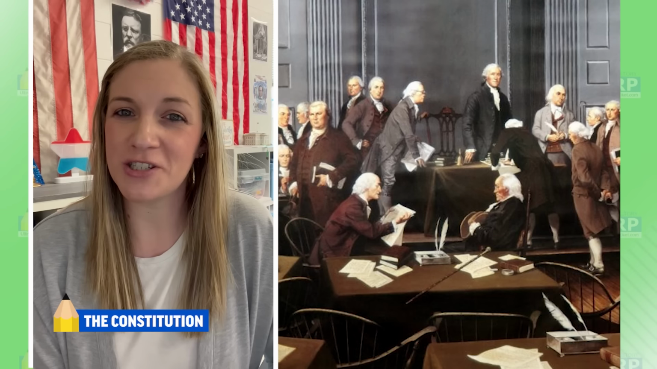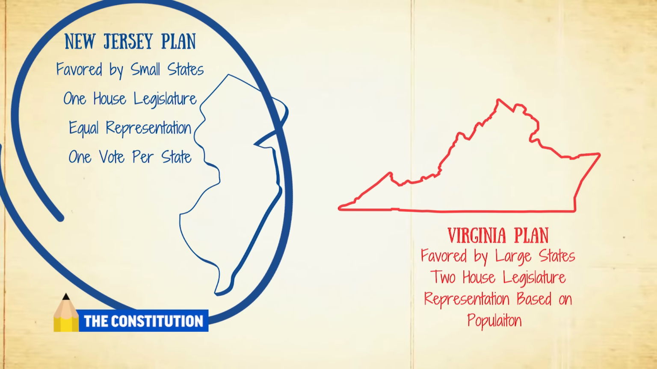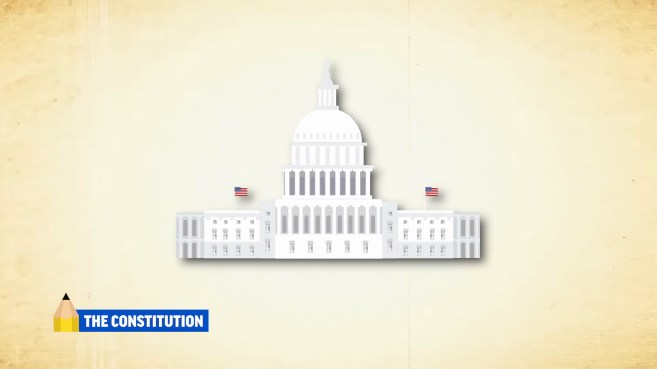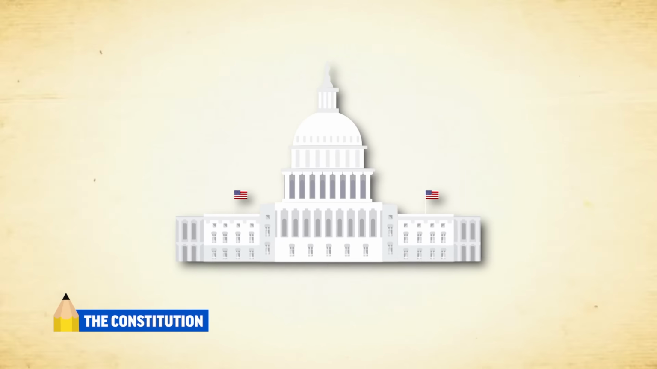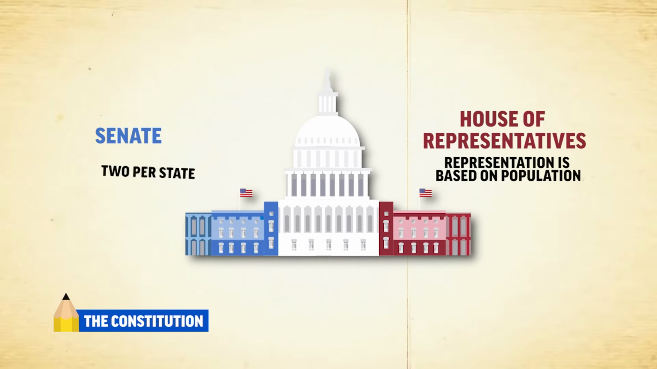One of the major issues debated at this meeting was representation. Small states wanted the New Jersey Plan, while larger states favored the Virginia Plan. Ultimately, they agreed to the Great Compromise. This formed a bicameral legislature. One house would have representation based on population, and the other would be 2 per state.